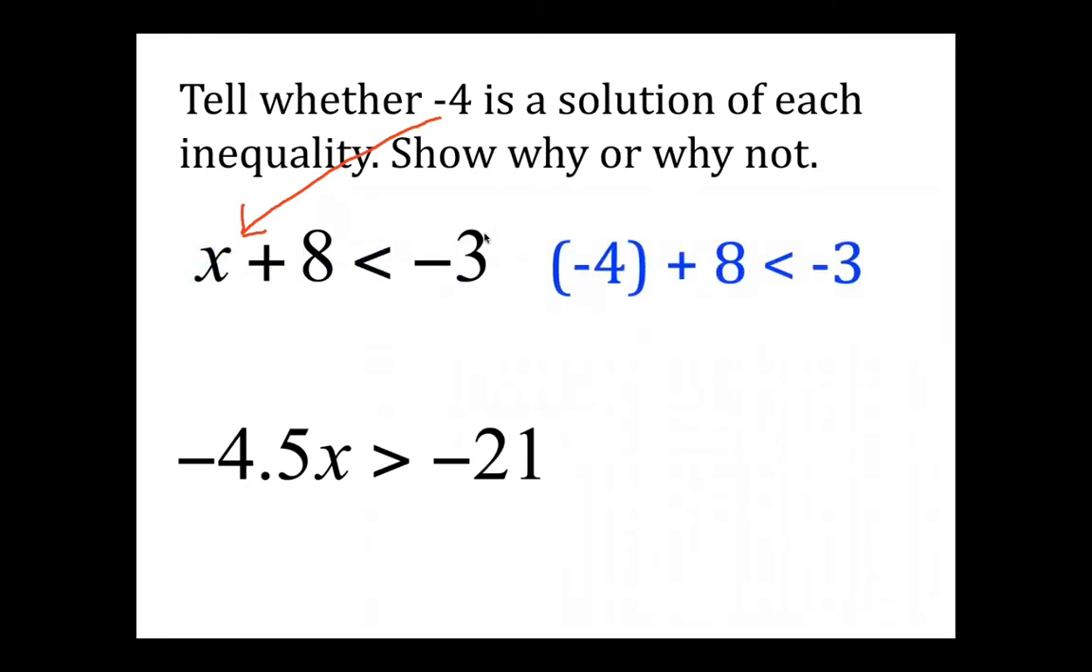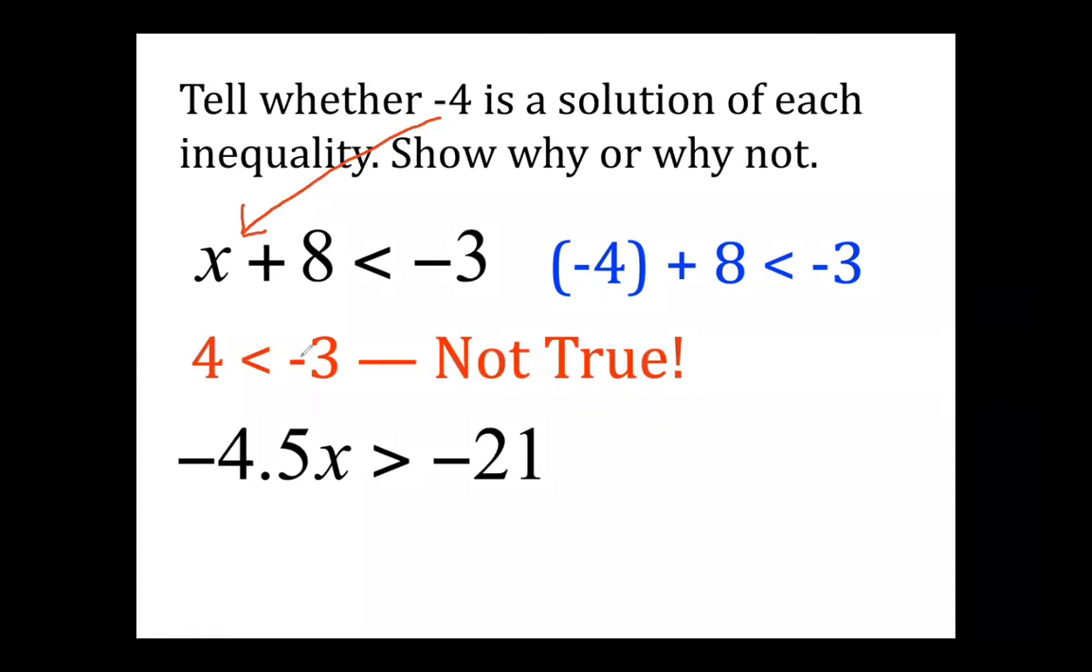And you have negative 4 plus 8 is less than negative 3. Go ahead and simplify that by adding negative 4 plus 8. That would just be 4 is less than negative 3. And you can see here that now you just have to rule out whether the statement is true. Is 4 less than negative 3? No, it isn't. So you can go ahead and say that it is not true and that negative 4 is not a solution of the inequality.